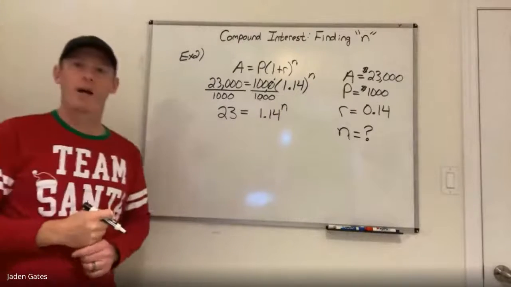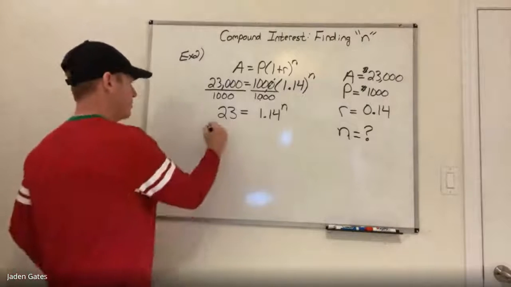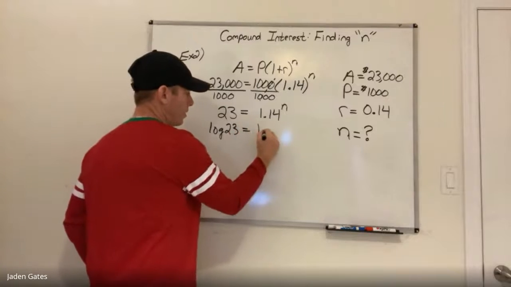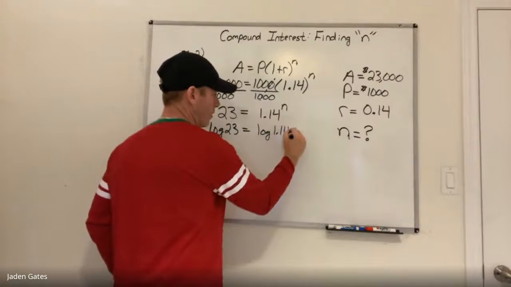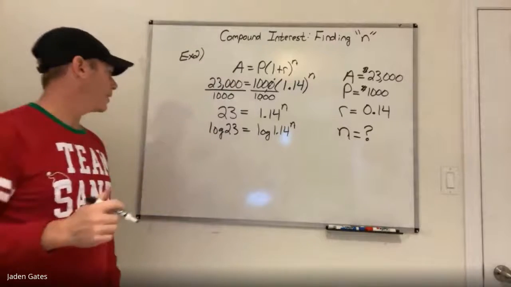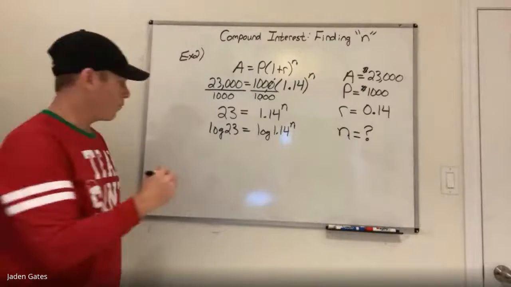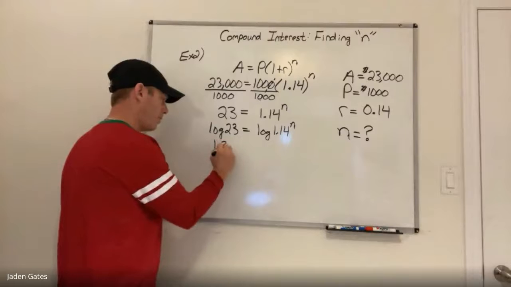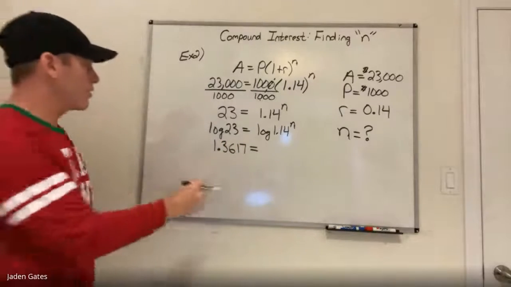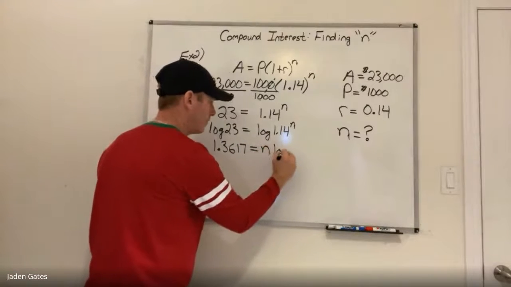All right, now is that time, because we're solving for that exponent, we're going to take the log of both sides. So I'll take the log of 23, and I take the log of 1.14 to the power of n, of course. All right, log of 23. Let's see here. That's going to be 1 point something, I guess. And it is. It's going to be 1.3617. All right, and again, I'm going to use my log rule here. So the n is going to come down and be a normal number now.